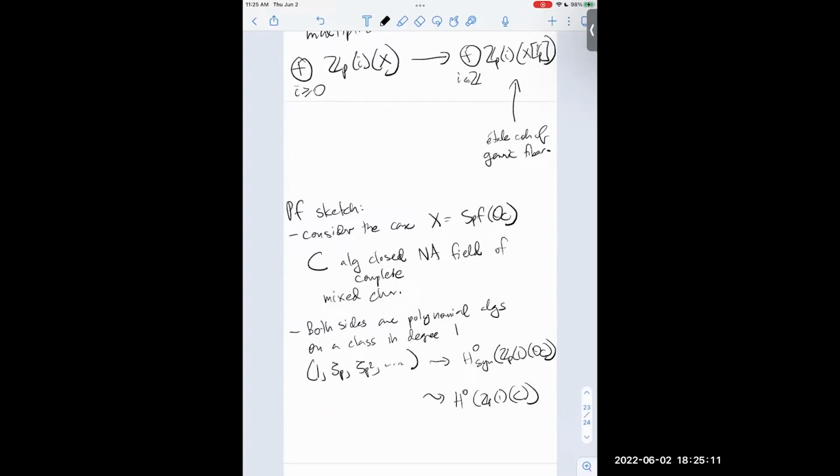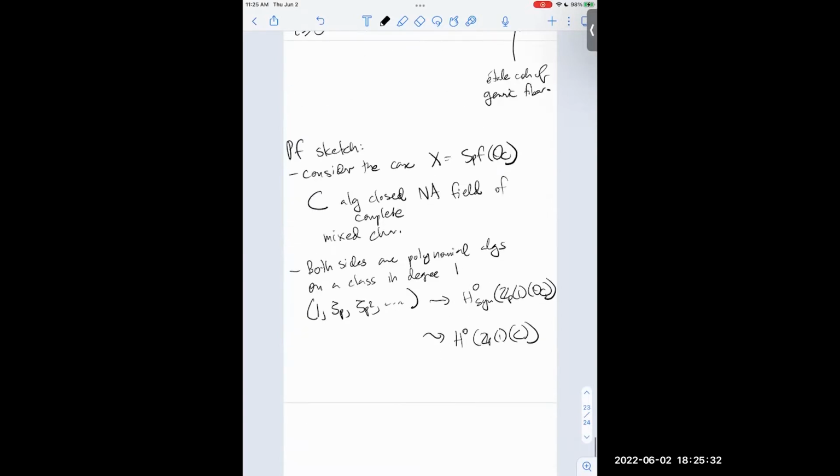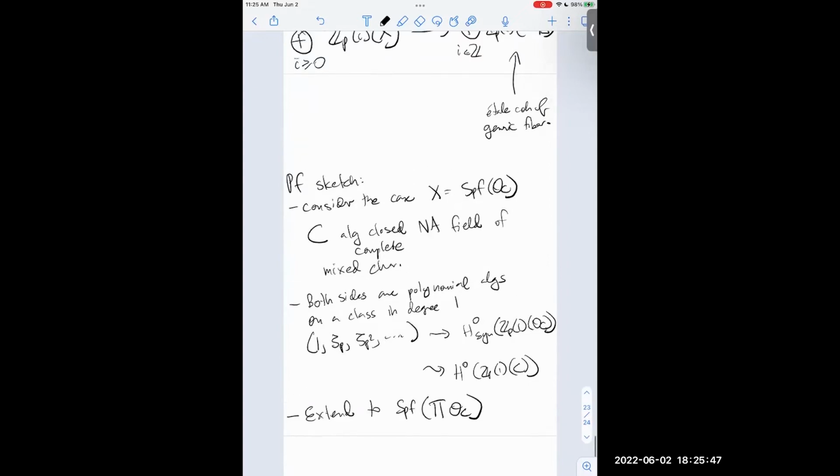And essentially, there's a unique map that carries the first class to the second class, and then because both sides are polynomial algebras on these classes, that gives you a unique map of graded rings. So essentially, you reduce to this case where X is Spf O_C, and both sides are polynomial algebras on the corresponding classes in degree 1, and they're both defined in the same way, and so you have the map. And then this is also going to extend to Spf of a product of rings that look like O_C, because both sides commute with products, and so you would have such a map.